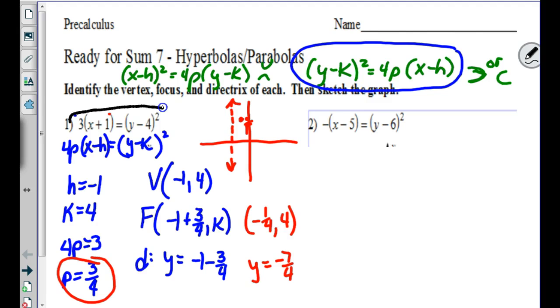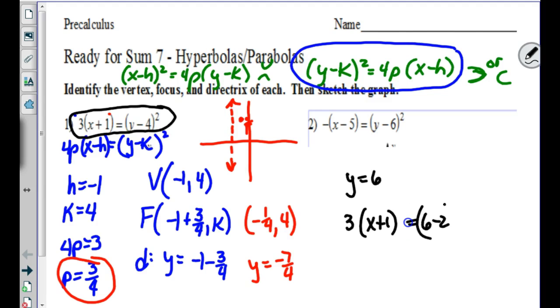We plug it into the squared one. So we want to plug in a y value a couple units away from 4. What do you want to use? 6? Okay. So we picked y equals 6. So we have 3(x + 1) equals (6 - 4)². Sorry, I suddenly changed the equation. Is everybody good? Okay, 6 minus 4 is 2, squared is 4.